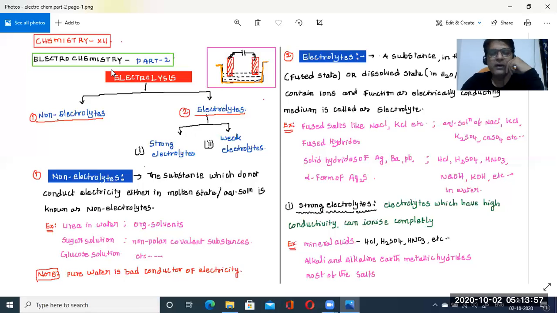And I explained the mechanism of electrolysis, like at the cathode what type of reaction occurs, at the anode what type of reaction occurs, what is the cathode and what is the anode, and what type of electrons move towards the cathode and anode. And we learned the differences between electrolytic conductors and electronic conductors also.